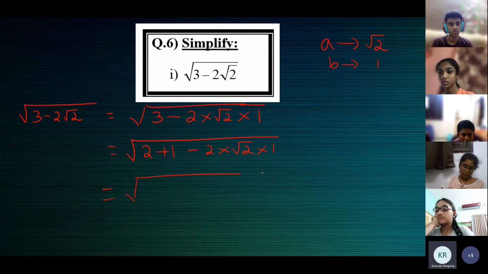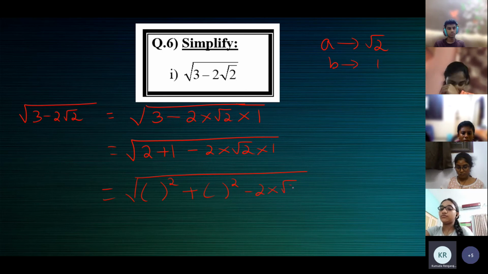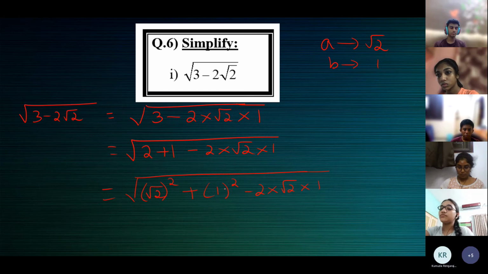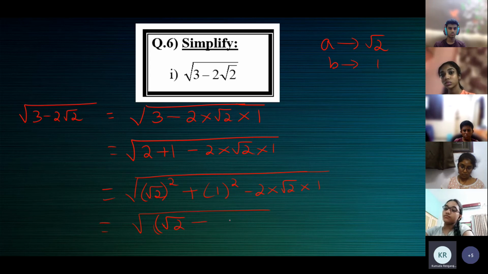Now you want 3 terms here. 1, 2, 3 terms we got. I should make these look like a whole square. A square plus b square minus 2ab, minus 2 into a into b. So a is root 2, b is 1. And see, root 2 square is 2, 1 square is 1. So we have a square plus b square minus 2ab, which is nothing but a minus b the whole square. So we have made that expression a perfect square.